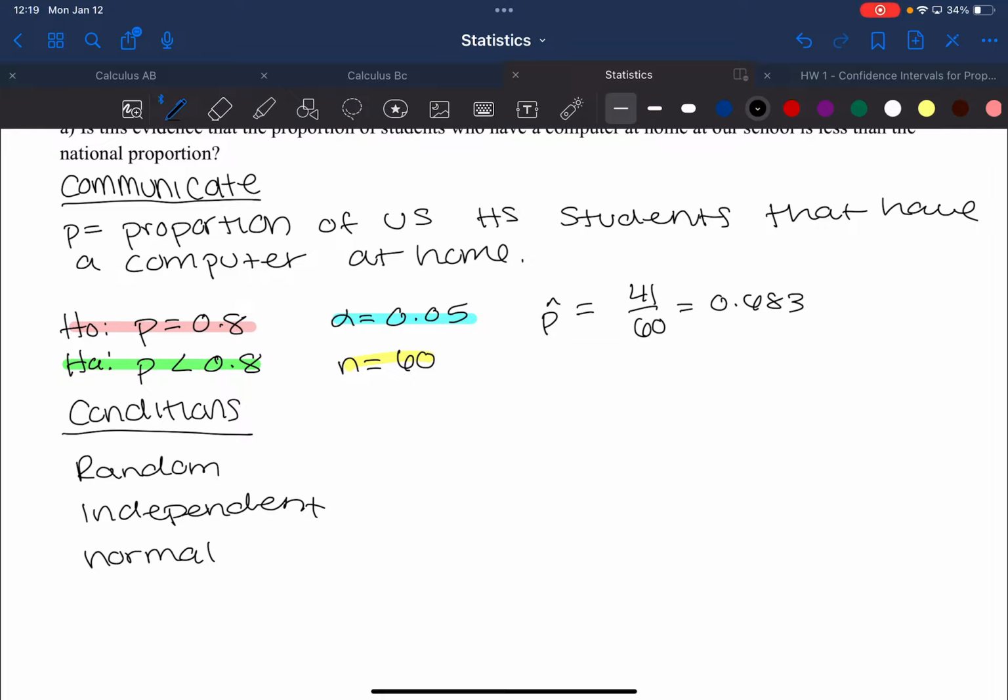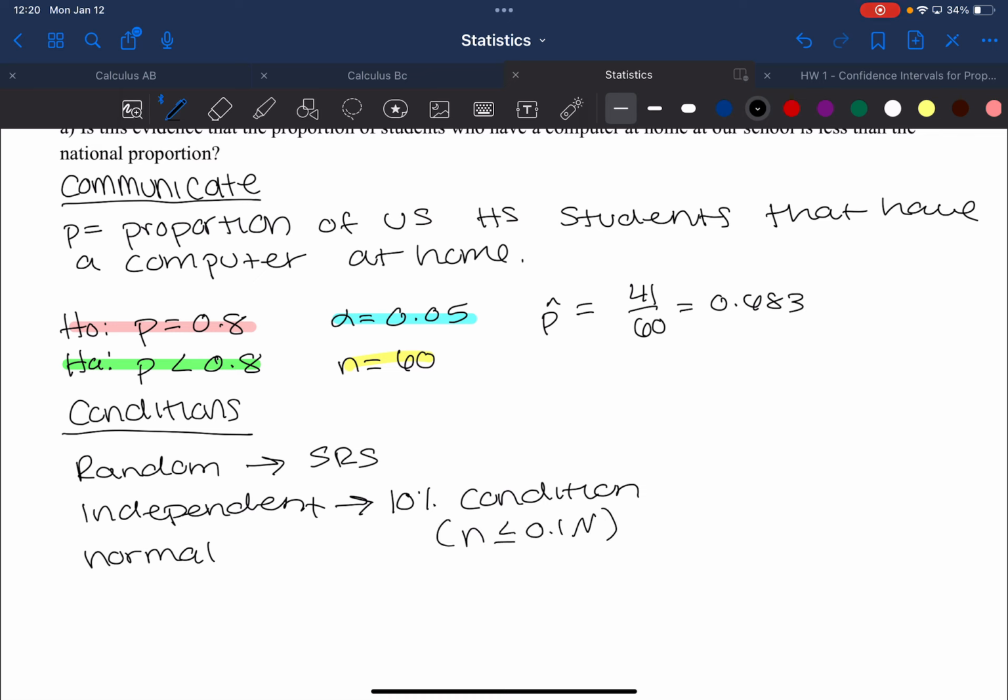From here, we go back into the problem and see what we can use to prove these. For random, what in the problem can we use? The SRS, and that's all we have to write. SRS stands for simple random sample. That means they did a random sample of 60 students. For independent, which condition are we using? The 10% condition. So you need to write the 10% condition or the formula.